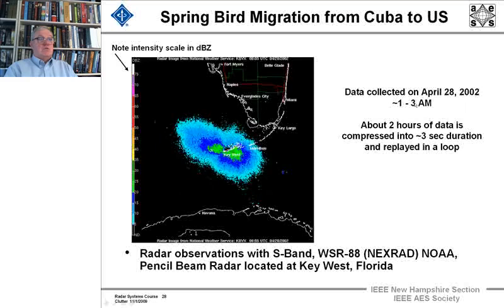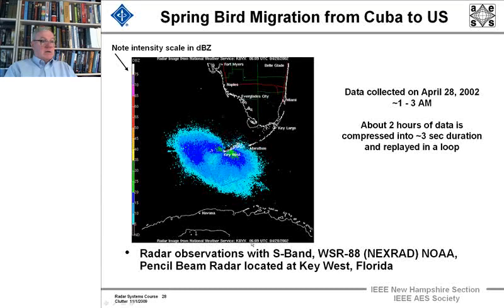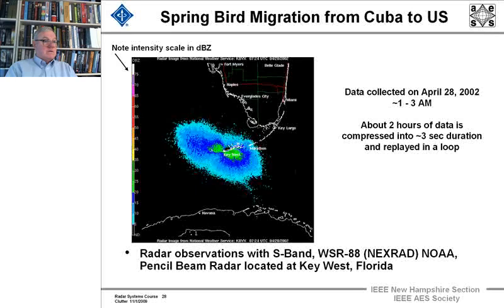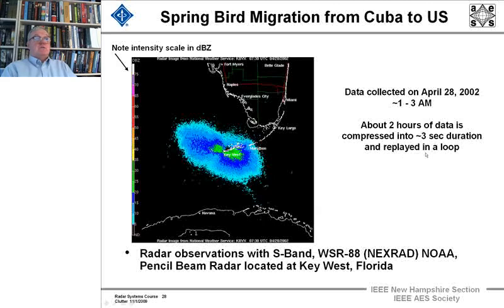And if you can see down here, it cycles through the time. The data overall was collected between 1 to 3 a.m., but this particular data was collected from about 5 to 7 a.m. universal coordinated time. That would be GMT, British time. But it's over a couple of hour period. And this 2 hours of data is compressed into a 3-second loop.